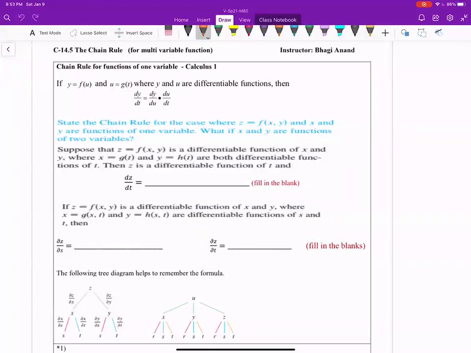Welcome everyone. In this section, I will be covering section 14.5, the chain rule for multivariables.